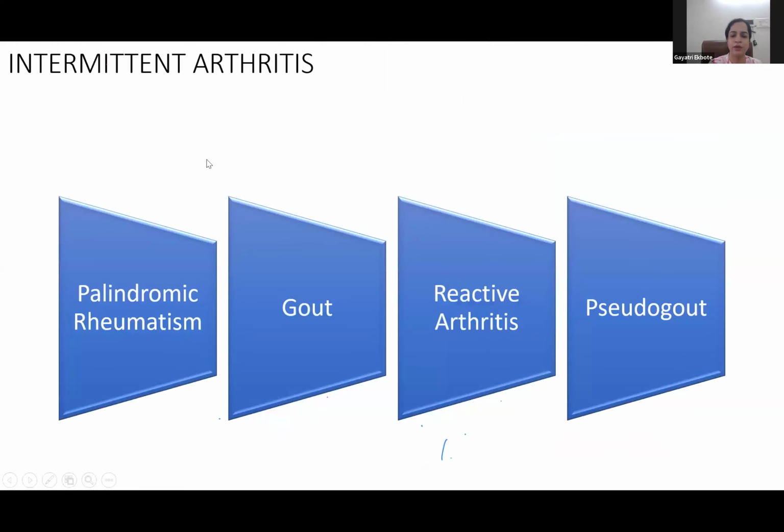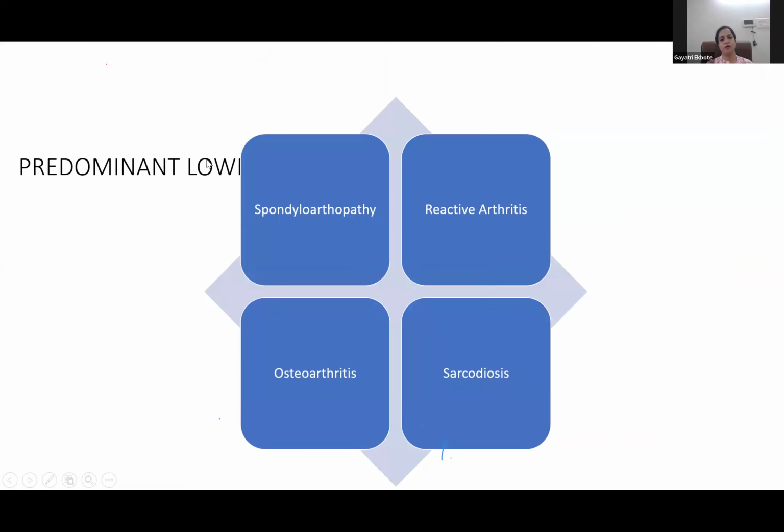So now coming to predominantly lower limb involvement. As I said, you have to ask the history of axial involvement also in these people. Rheumatoid arthritis by definition should affect small joints of the hands first, but obviously it can affect feet joints as well. So predominantly lower limb involvement is seen in your spondyloarthropathy, reactive arthritis, osteoarthritis, and sarcoidosis.